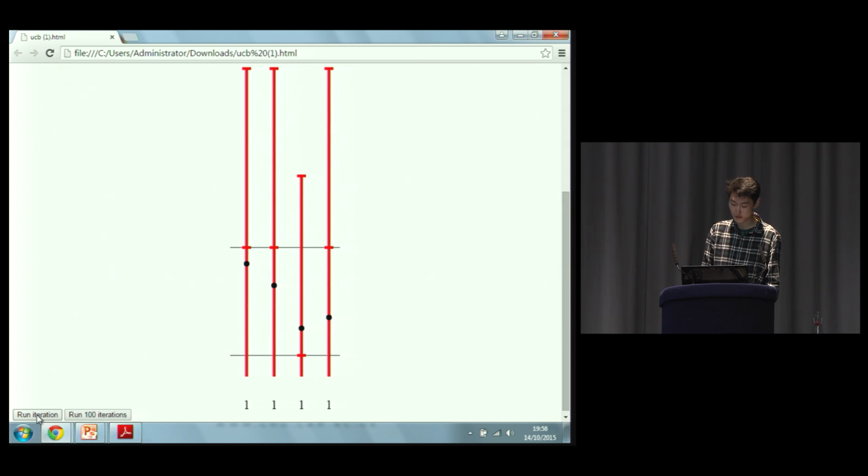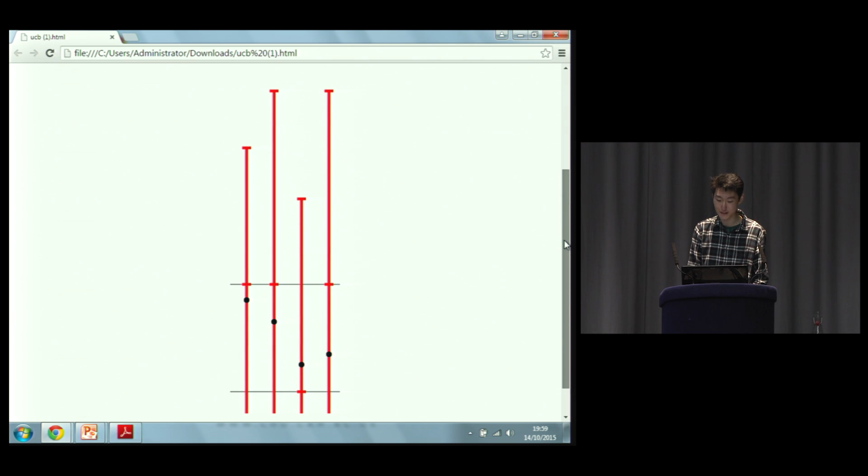It goes ahead and pulls arm 1 again, and it got a 1 again. And you'll see that the confidence bound for 1 shrunk because it knows more about it now, whereas the confidence bounds for all the other 3 increased. So now we're not going to explore 1 again, even though it gave us another 1. We're going to explore arms 2 and 4.